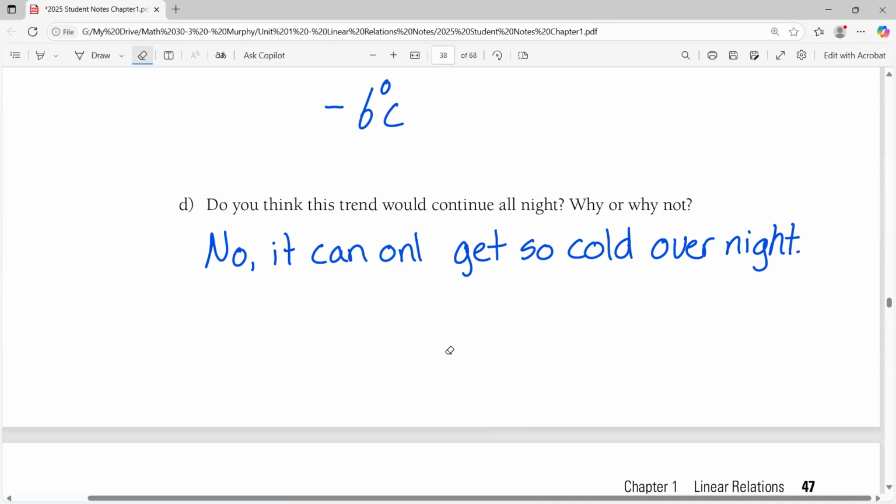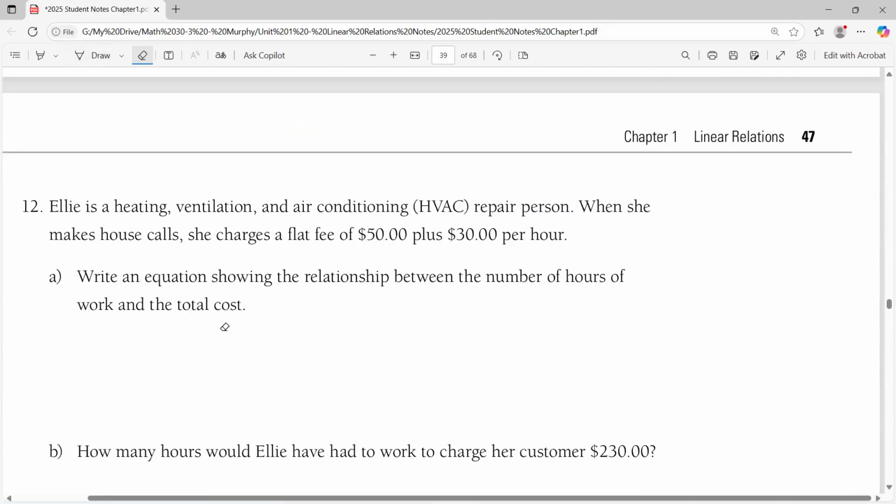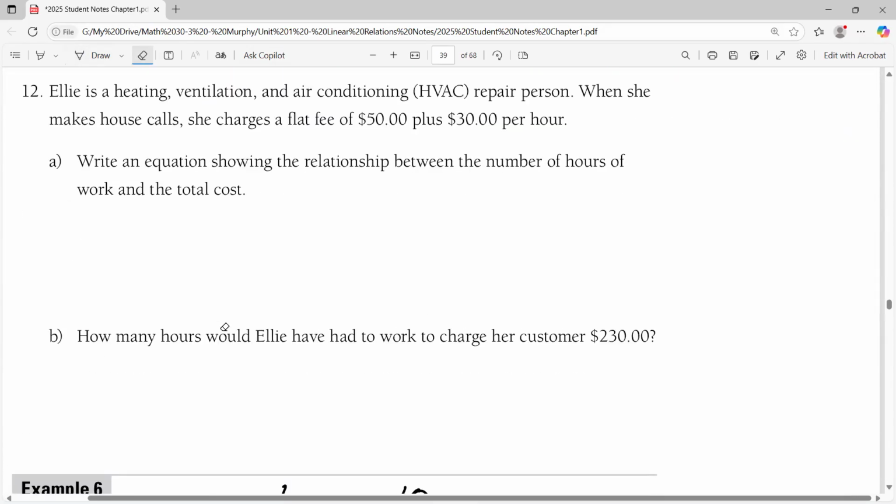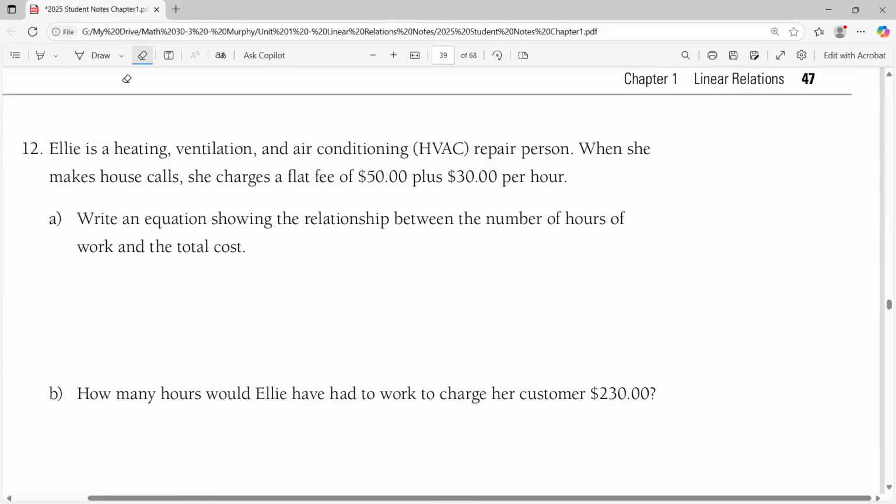12. Ellie is a heating, ventilation, and air conditioning repair person. So HVAC. So H for heating, V for ventilation, AC for air conditioning. And when she makes house calls, she charges a flat fee of $50 to show up. And then on top of that, $30 per hour. So right there, that's your slope. $30.